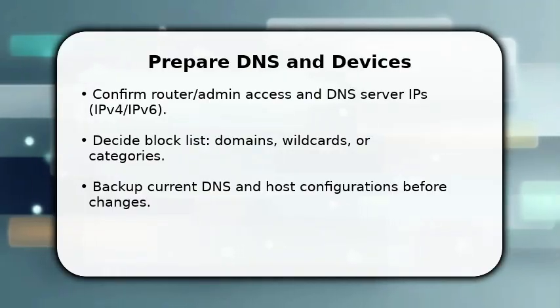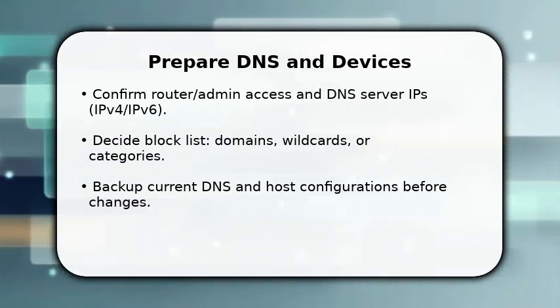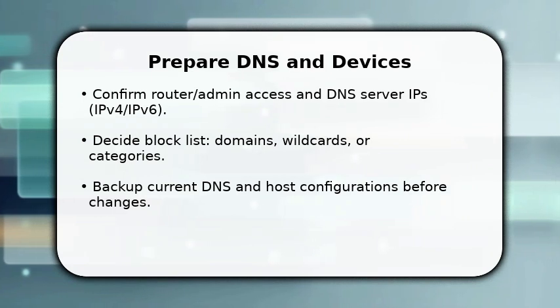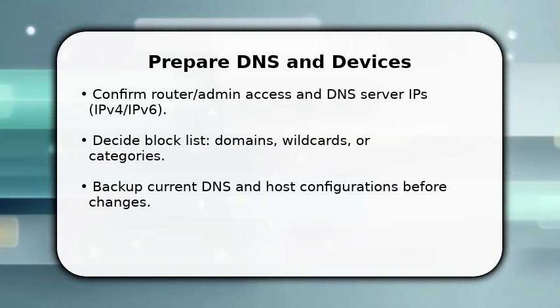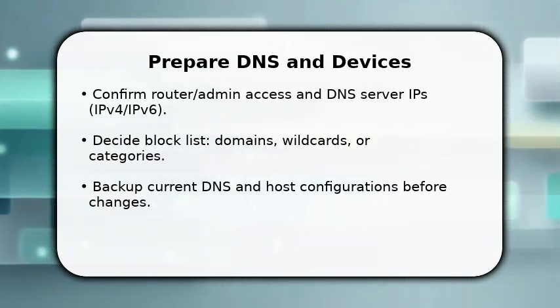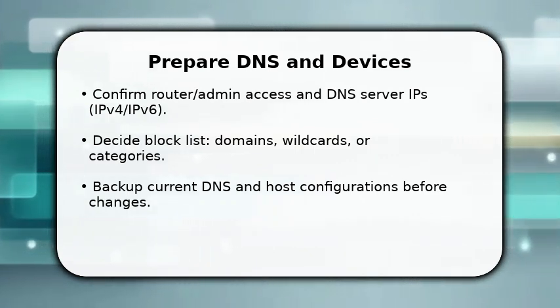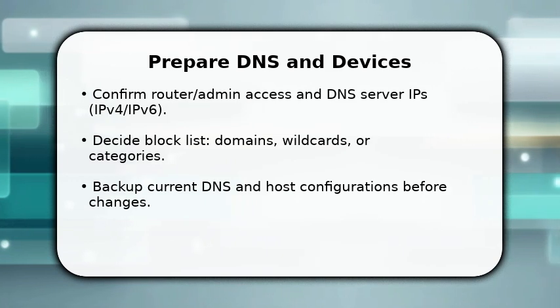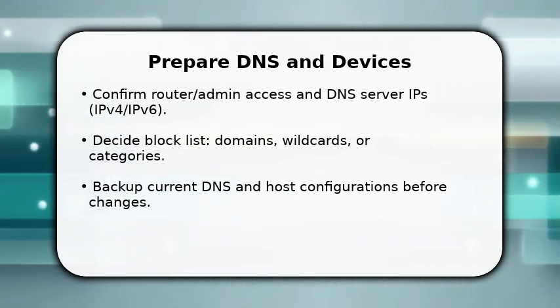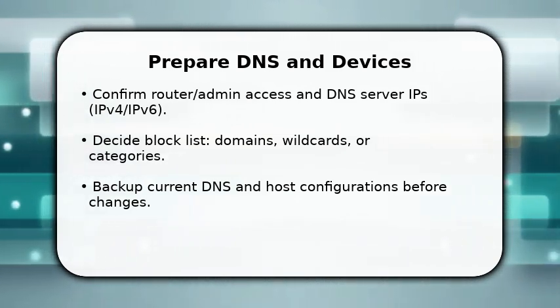You have admin credentials and a target list of domains. Start now. First, log into your DNS server or router and note the current DNS settings so you can revert if needed. Next, add the domains you want to block to a new list or zone. This ensures you don't overwrite existing records. Once done, configure the DNS to resolve those names to 0.0.0.0 or a null address so clients will fail to reach blocked sites.